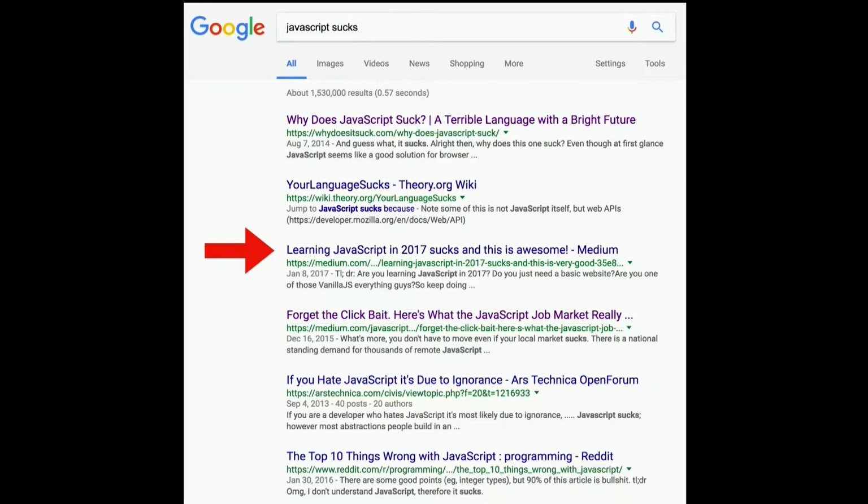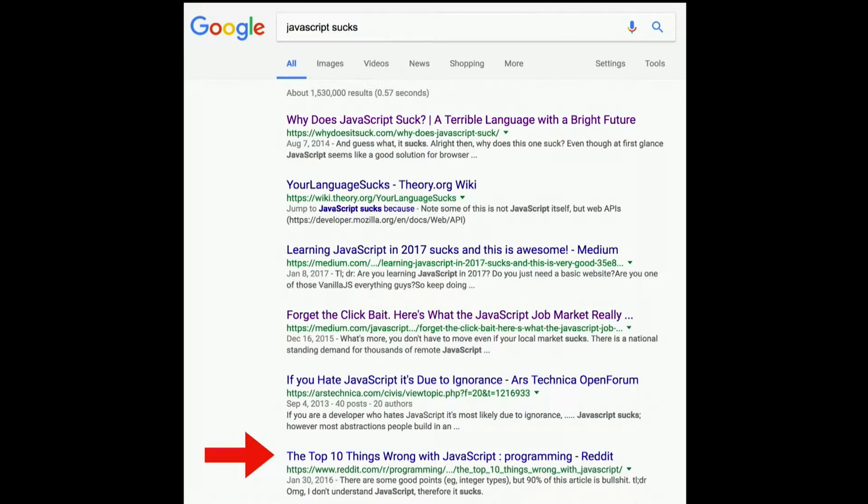So that's okay. The next one, the author of this post is a huge proponent of learning JavaScript. The word sucks appears twice in the post, once saying that it's possible that your local job market sucks, and the other one saying that a lot of JavaScript training sucks. But again, he's never been to extern boot camp, so, you know. The next one says that if you hate JavaScript, it's due to ignorance. Number 6 is from Reddit, so let's not take that too seriously.